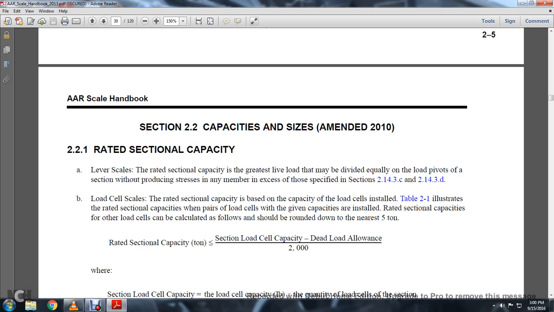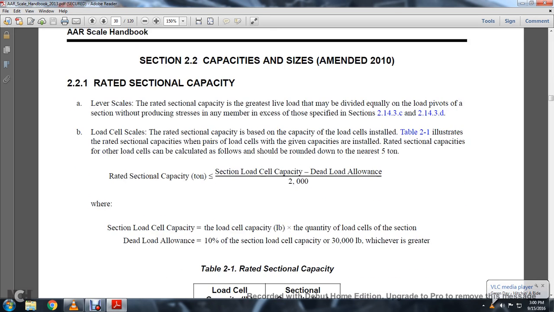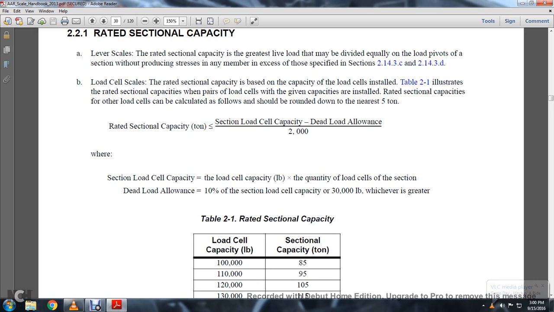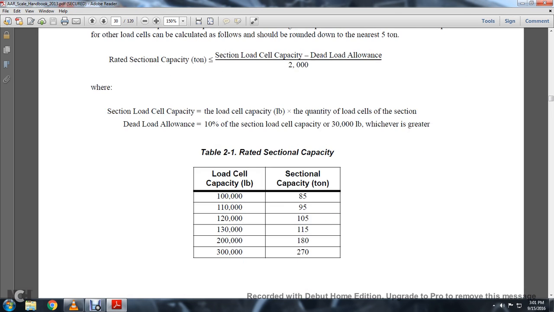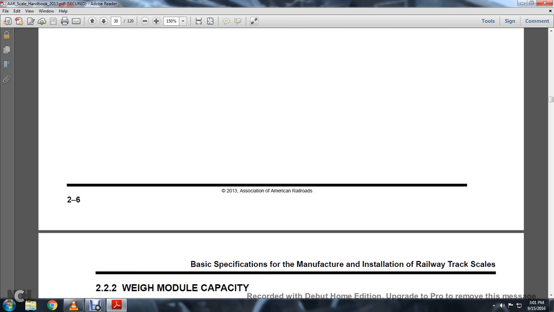Rated sectional capacity in tons is less than or equal to the sectional load capacity minus dead load allowance, divided by 2,000. Sectional load capacity equals the load cell capacity in pounds times the number of load cells in the section. Dead load allowance is 10% of the sectional load capacity or 30,000 pounds, whichever is lower. Table 2.1 rated sectional capacity: load capacity 100,000 pounds is 85 tons, 110,000 is 95, 120,000 is 105, 130,000 is 115, 200,000 pounds is 180, and 300,000 load capacity is a sectional capacity of 270 tons.